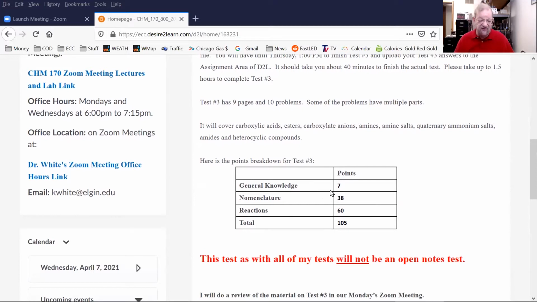Here's the point breakdown for test number 3. General knowledge, 7 points. Nomenclature, 38 points. Reactions, 60 points. Remember, for nomenclature, there are 2 types of problems. Here's the molecule, give the IUPAC name, or in this case, also the common name, because in amines, I only taught you common names, and quaternary ammonium salts. Or here's the name, draw the structure. And reactions are 60 points. I think I have 3 or 4 synthesis problems, which is give the starting materials for the following reactions. And it adds up to 105.